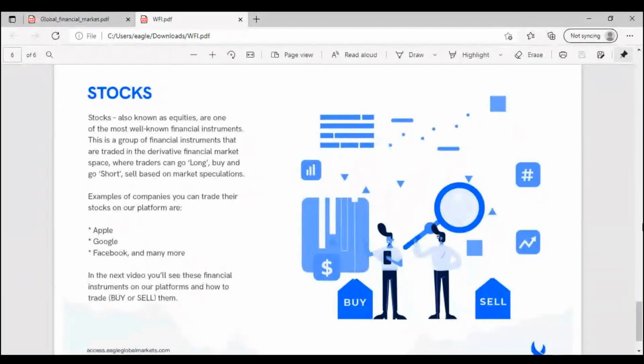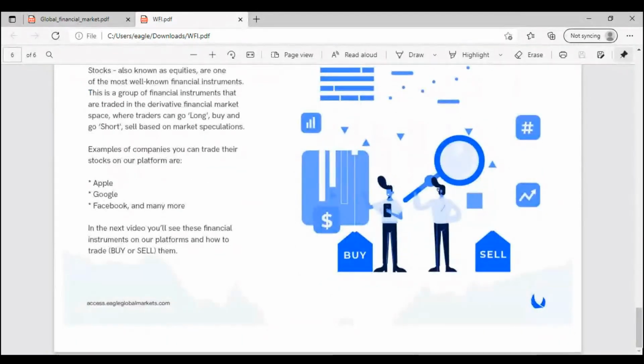Examples of companies you can trade their stocks on our platform are Apple, Google, Facebook, Twitter, and many more. So in the next webinar, I'll be showing you how to place these trades on our trading platform, how to see them, how to find them, how to buy and sell them on our trading platform.